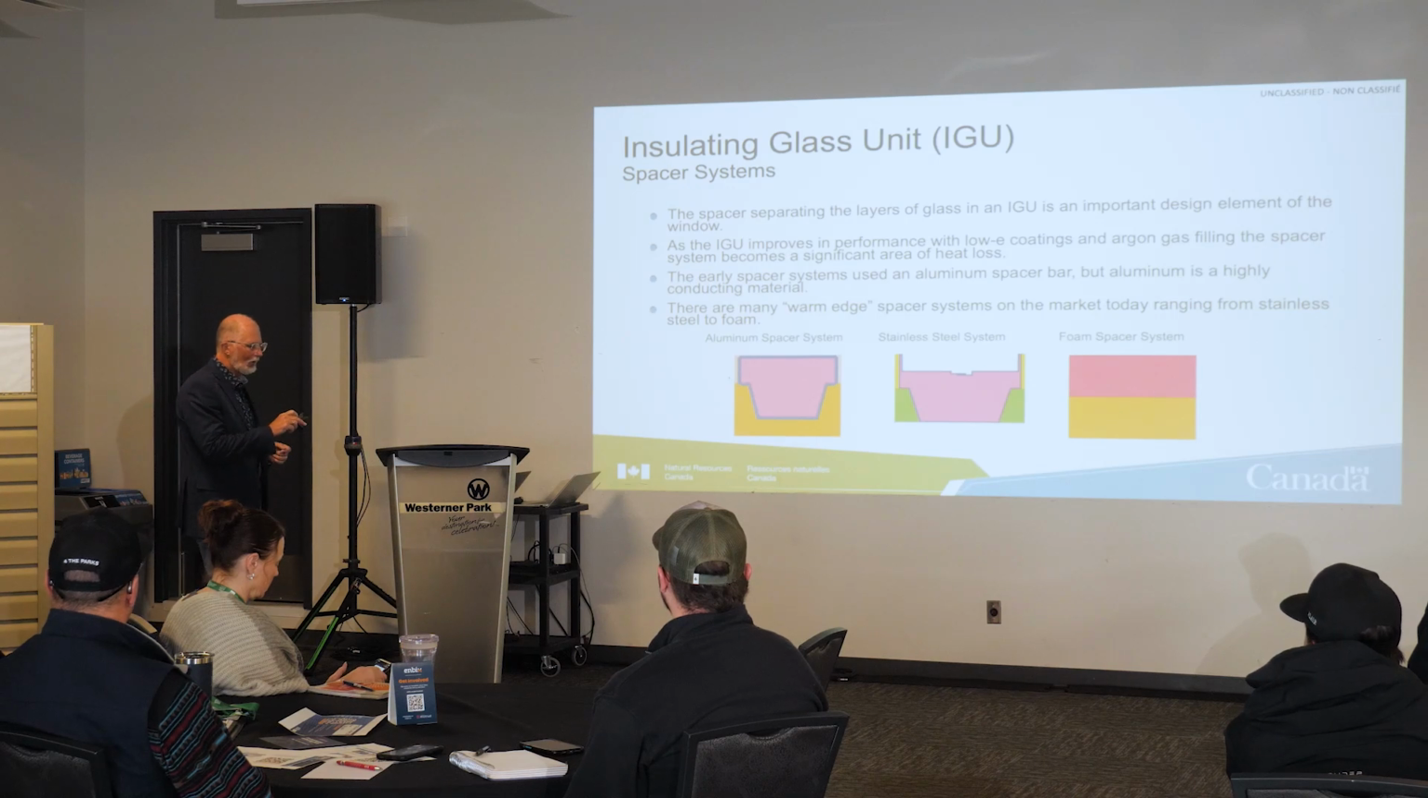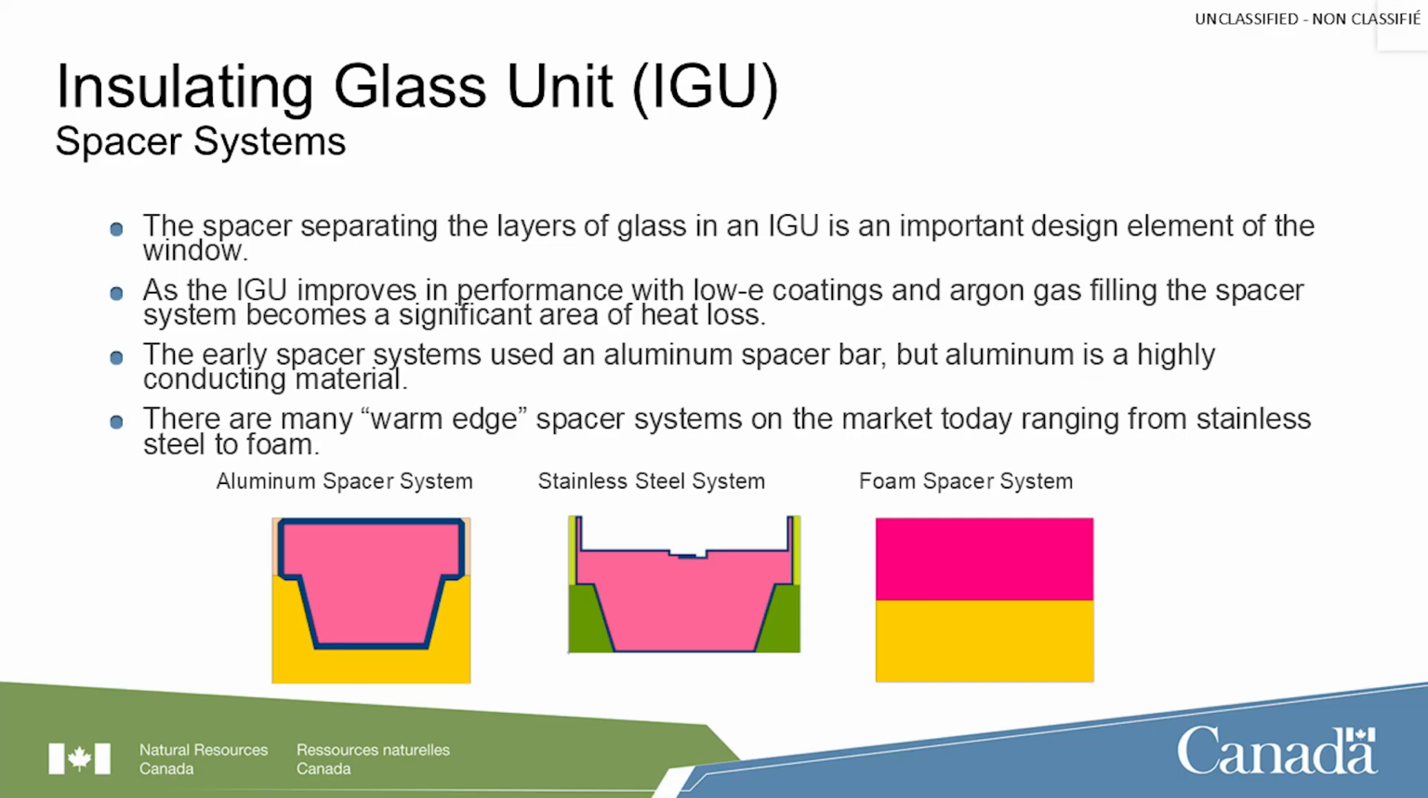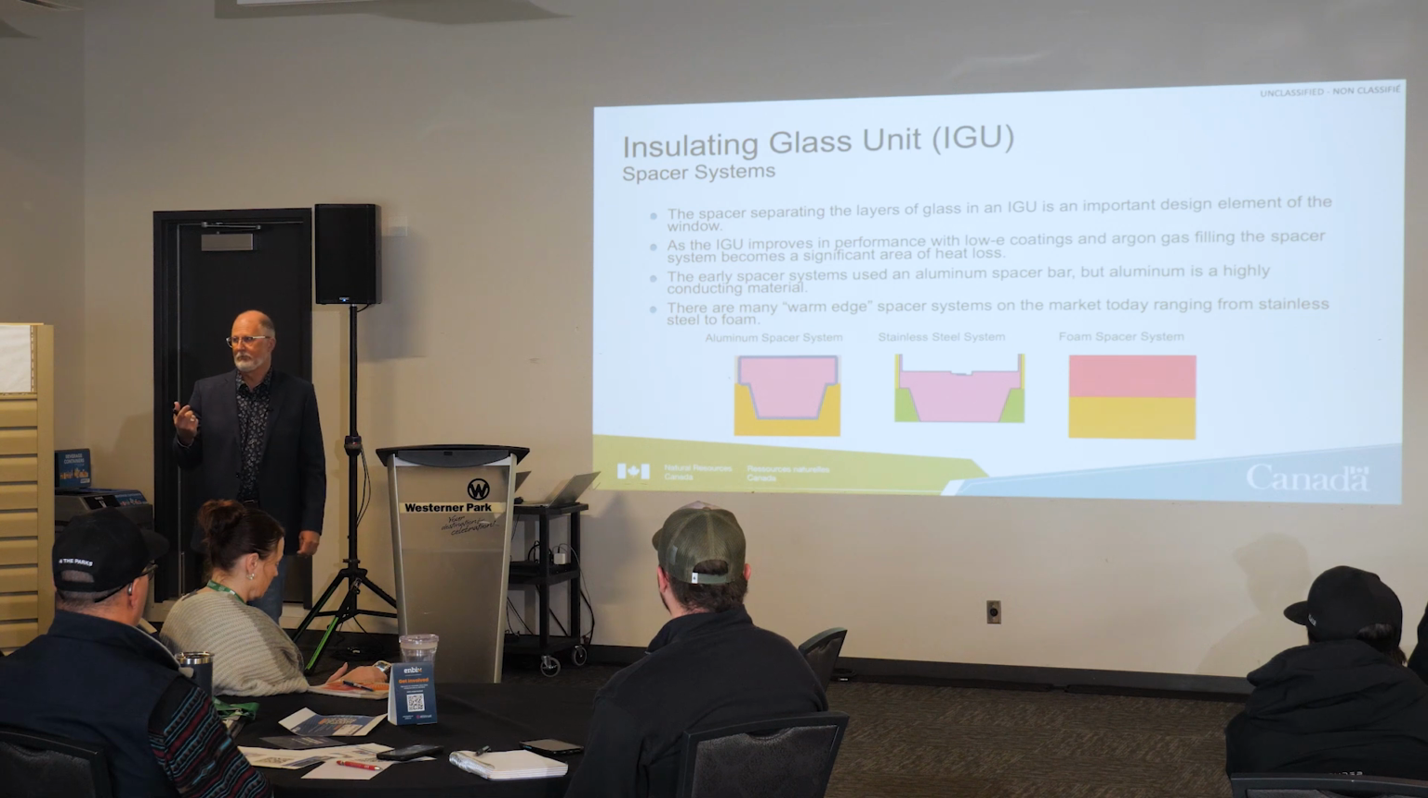So we get all these different types of spacers. So we can have aluminum spacer, which will have a rubber coating around the outside, which is part of that thermal break. You can have just a stainless steel spacer. It might have a foam or a rubber internally. And then you have the foam spacer systems. Now the difference is, how do they perform long term?